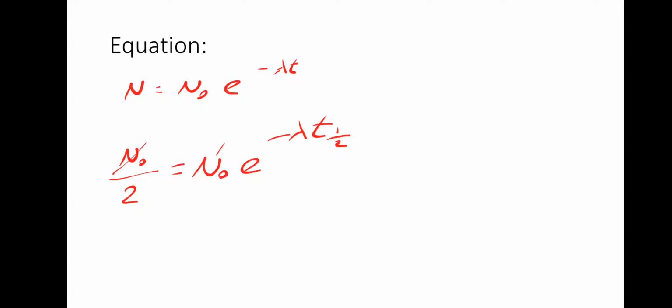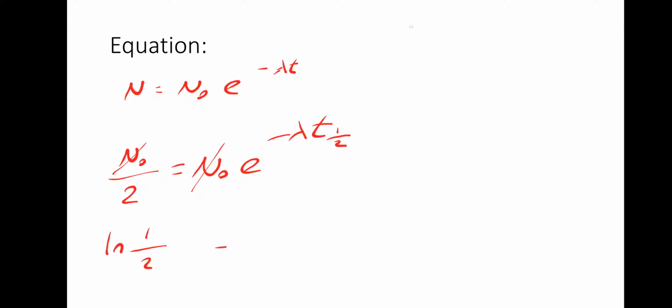So the N naughts cancel. So we end up with a half equals e to the minus lambda t. So we can take logs of each side. So it is log of a half. Now, if you've done logarithms, you should know that log of a half is minus log 2. You can try that on your calculator, just to check. But log of a half is minus log 2.